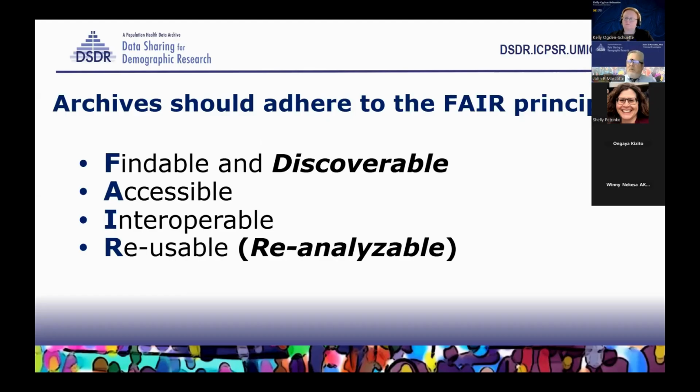As we said here at the beginning, an archive should adhere to the FAIR principles. The FAIR principles are, of course, findable, accessible, interoperable, and reusable. But I've annotated these words a little bit with two other words. One is that a popular word now isn't just findable, it's discoverable. We'll talk a little bit about the difference between findable and discoverable. Also, rather than just reusable, we talk about reanalyzable, because at ICPSR and DSDR, we're not just trying to make data available for people to get.